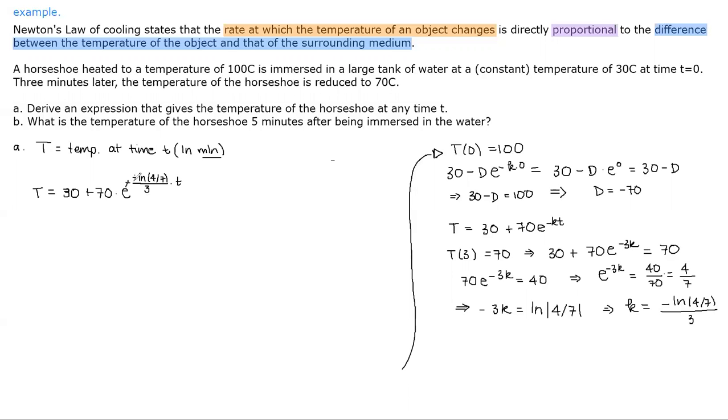I can cancel these minuses because minus minus is going to give plus, and this is 30 plus 70 times e to the ln of 4/7 times t/3. And the reason that I want to write this as e to the ln of something times another term is that I know that the exponentials and logarithms are inverse functions. So that means that I'm going to be able to simplify these two as long as I'm able to just get a term that is e to the power of ln of something.